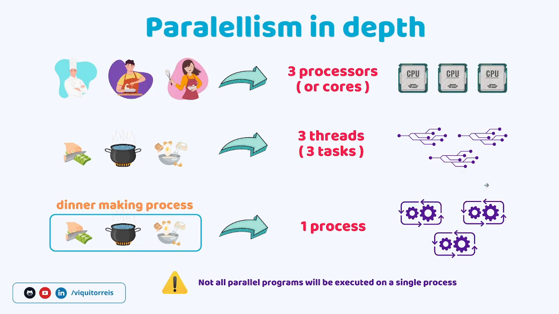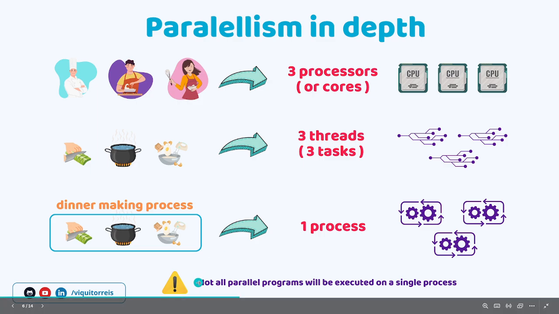Parallelism, on the other hand, is about executing multiple operations at the same time. It's similar to your friends each cooking a different part of the meal simultaneously. So when you're doing that with your friends, it's like having three processors, right? Or three cores. And now you are doing three processing at the same time. You still have three threads or tasks to be done, and you still have the dinner making process, right? And this process has all the three threads or the three tasks. Please notice, not all parallel programs will be executed on a single process.